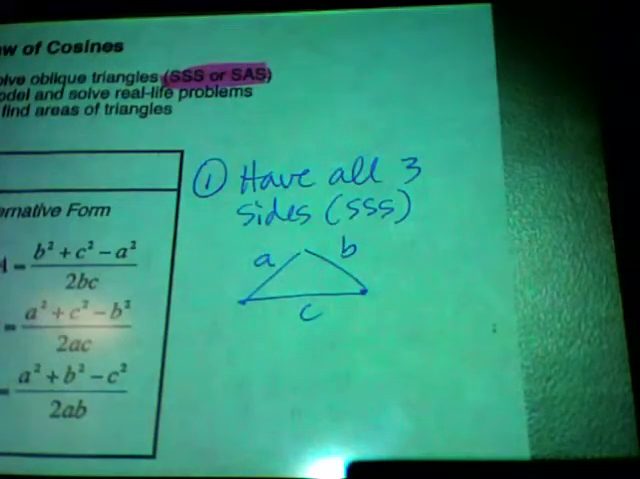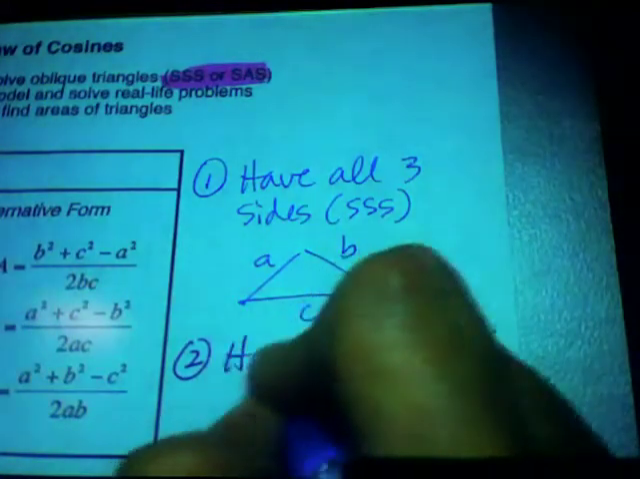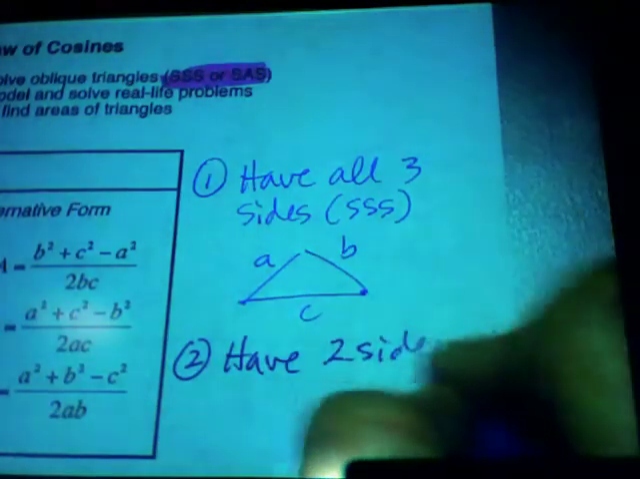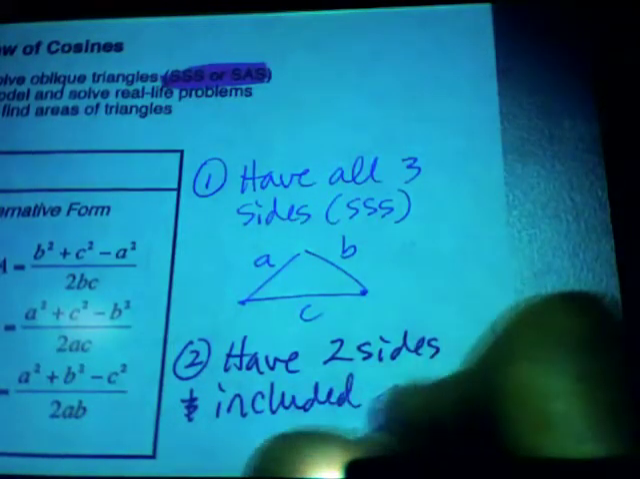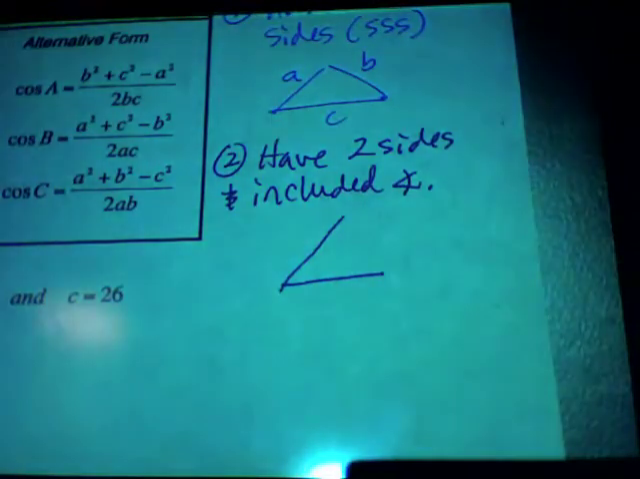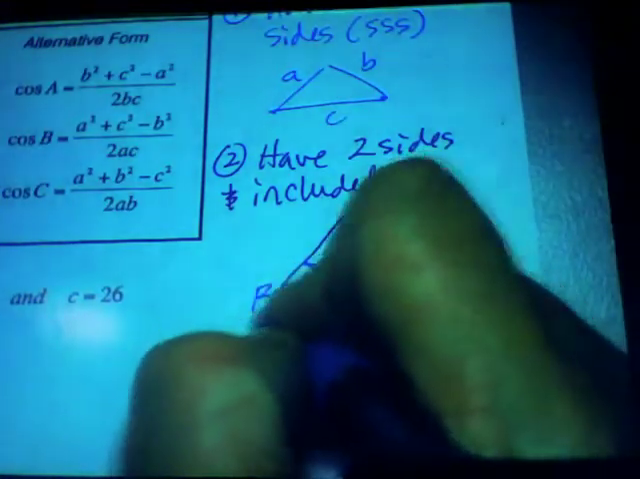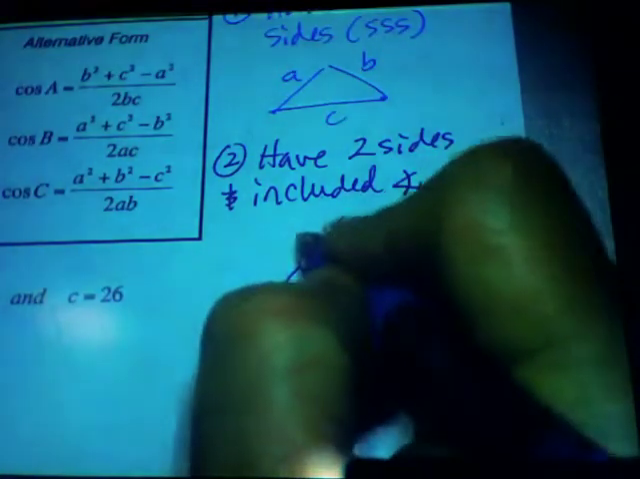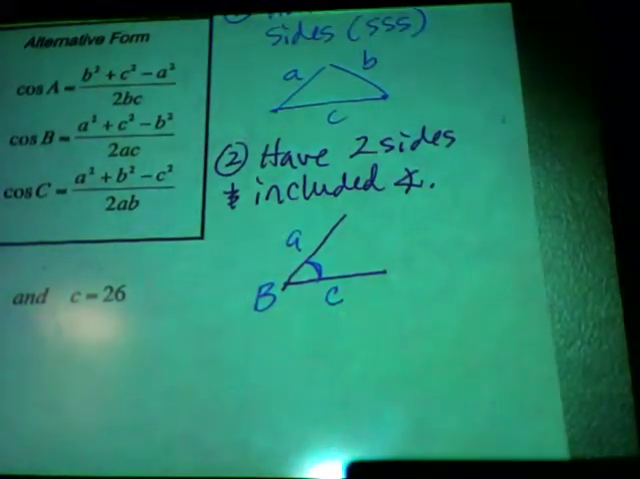Or your second situation would be two sides, and not just any angle, but the included angle. And so that might look like this, where this is the angle in question, and we'll call that angle B as a boy. And so that means that this would be side A and side C. In other words, I don't have this side opposite that angle.